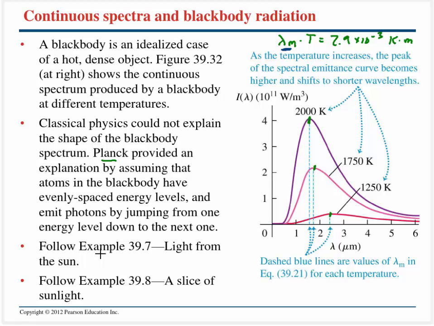So let's figure out the maximum wavelength we would expect to get from our sun, which is essentially a black body. That's going to be 2.9 times 10 to the minus 3 divided by the temperature of the sun, which is 5800. And so we're going to get a wavelength of roughly 500 nanometers or so.